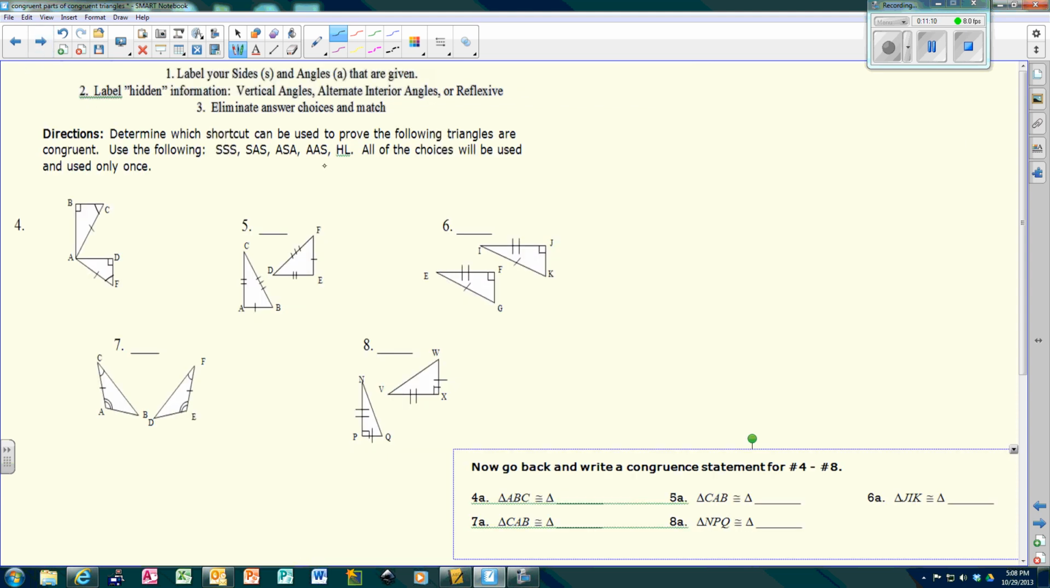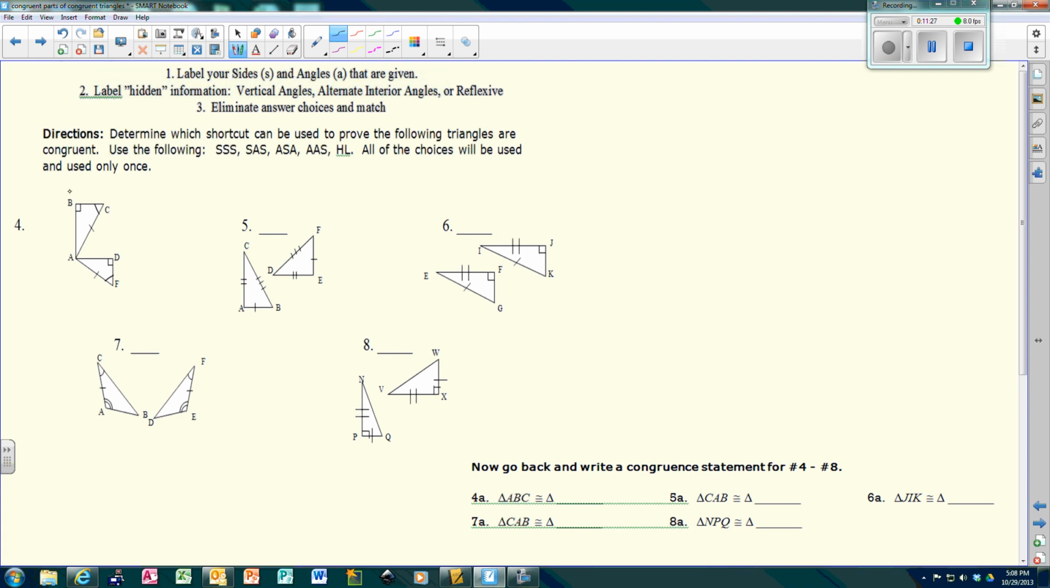All right, so now we're going to use those 5 theorems, and remember the 2 that don't work. So don't get those mixed up. We're going to use those 5 theorems to see which of these triangles are congruent, and then we're going to write their congruent statement.